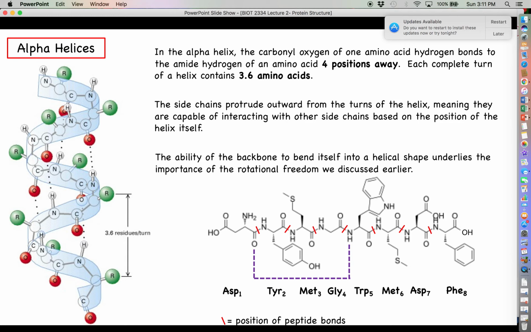This is obviously way too short of a peptide to get an alpha helix, but this is just to give you the idea that alpha helices stabilize themselves by forming hydrogen bonds with amino acids that are exactly 4 positions away from each other. So we've got aspartate, we've got this carbonyl oxygen here. We're going to bend this peptide in such a way that we can get this carbonyl oxygen right here in close proximity with this amino nitrogen and its hydrogen right here. The hydrogen will attract that oxygen, and we should get a good hydrogen bond there.